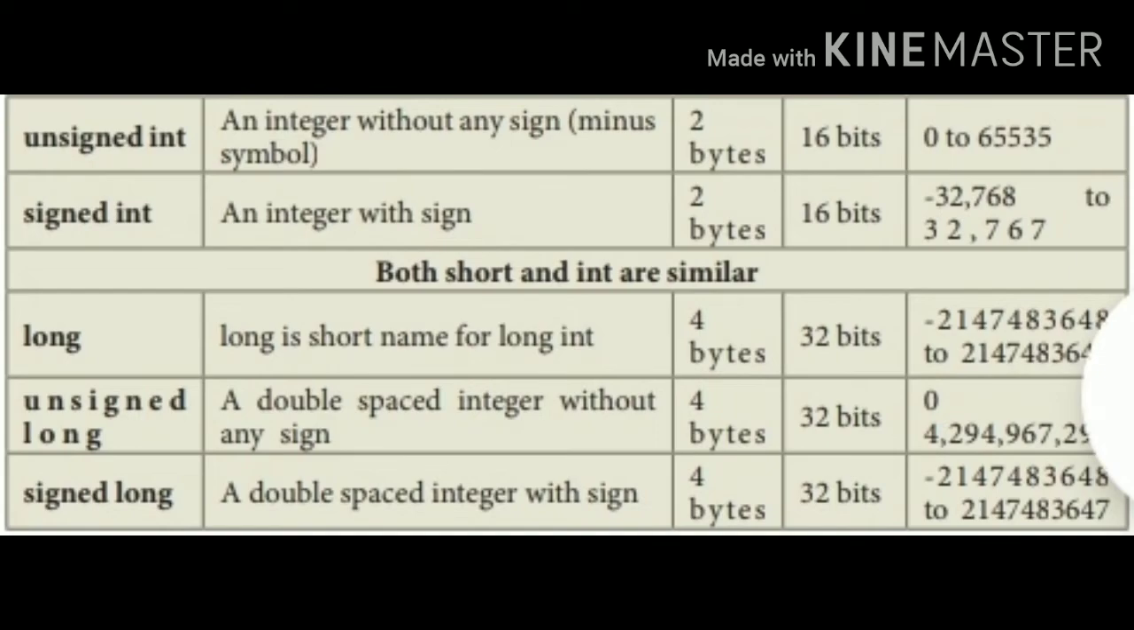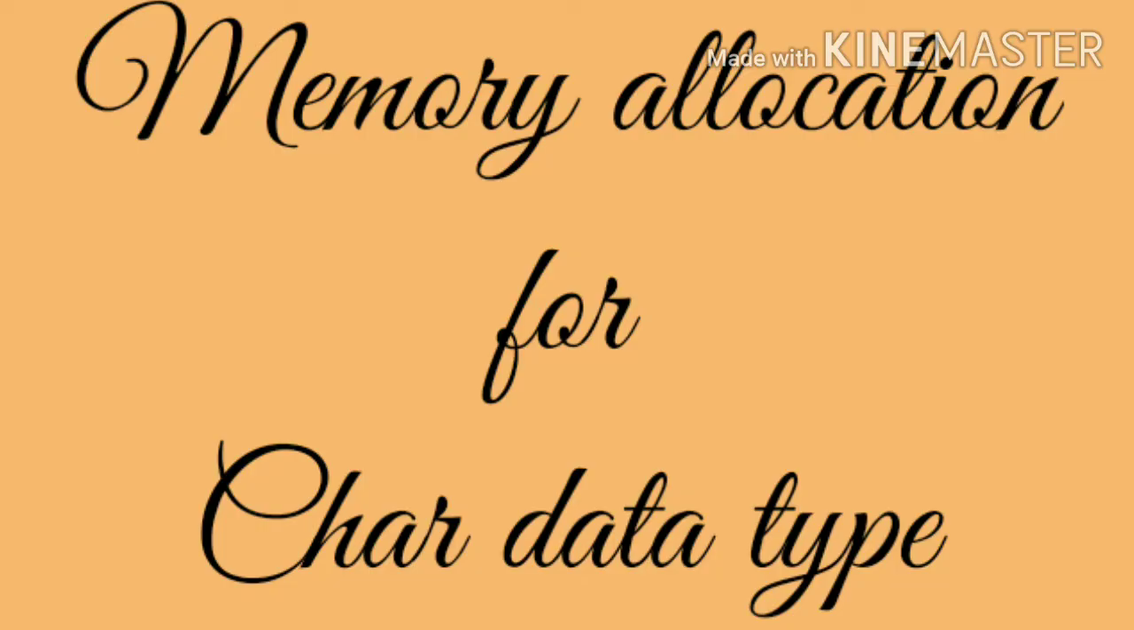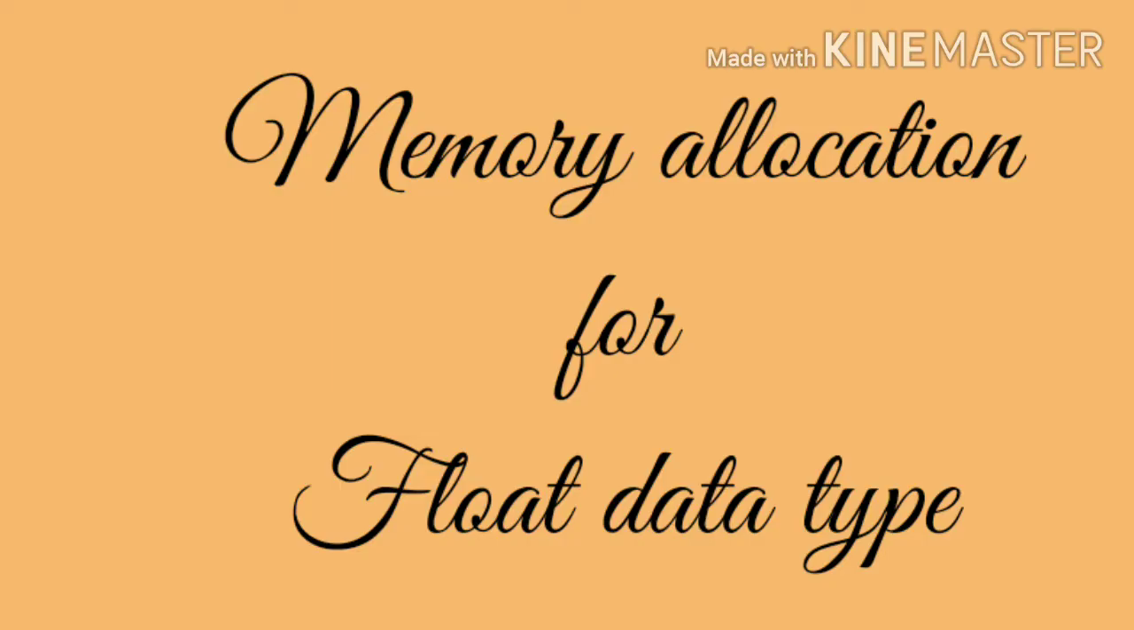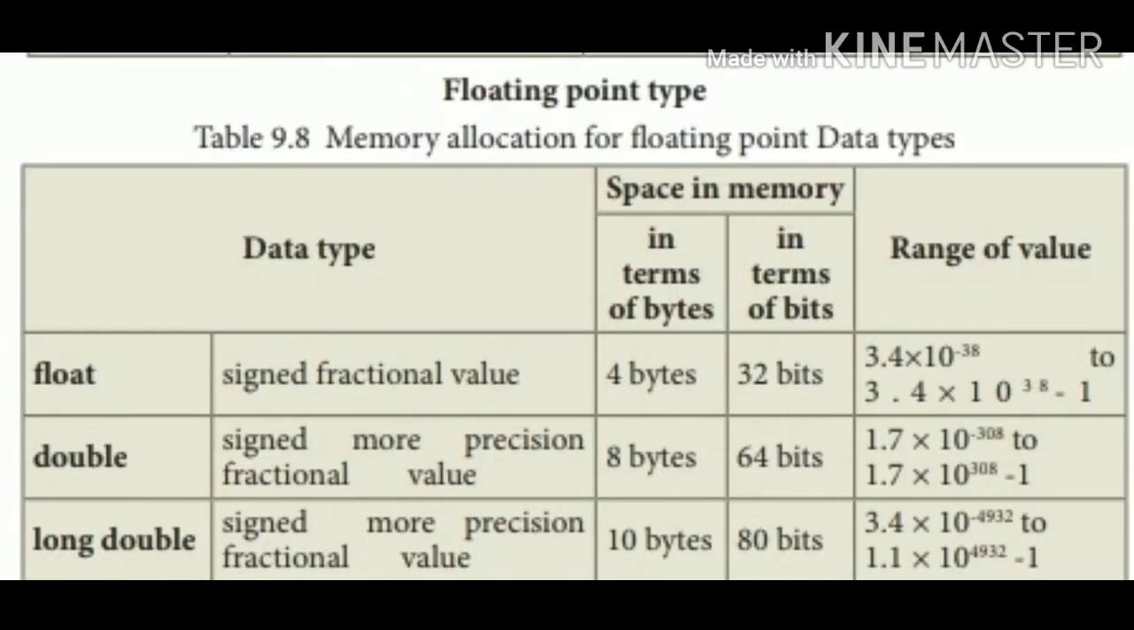The next data type is the char data type. Each char data type has only 1 byte, for either signed or unsigned char. The next one is memory allocation for floating point data types, which includes float, double, long double. The memory allocation for float is 4 bytes, double 8 bytes, long double 10 bytes.